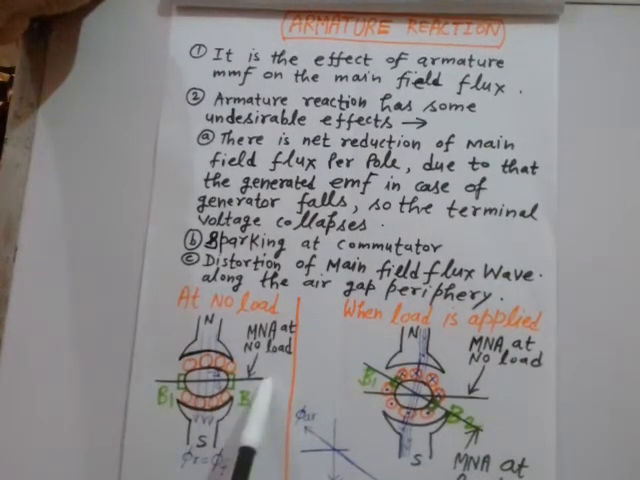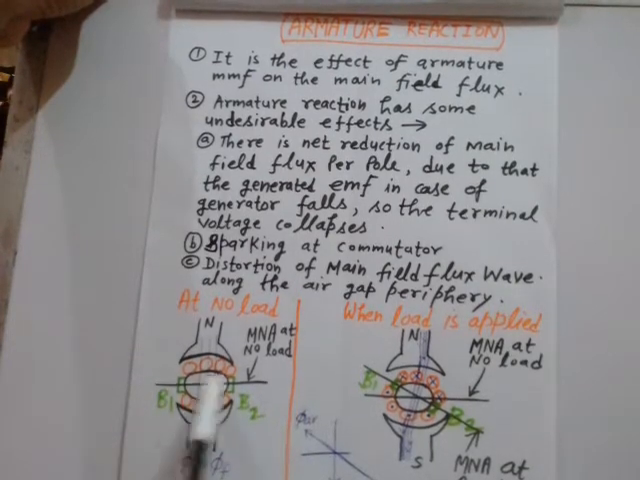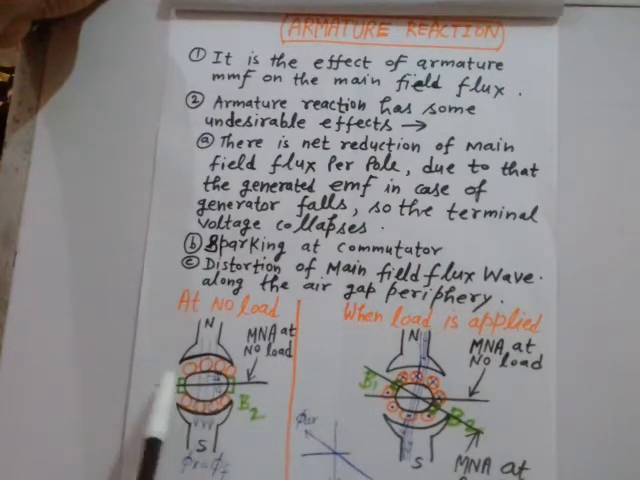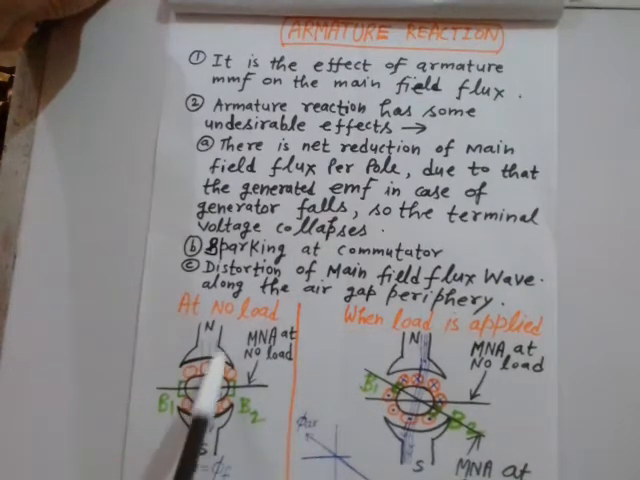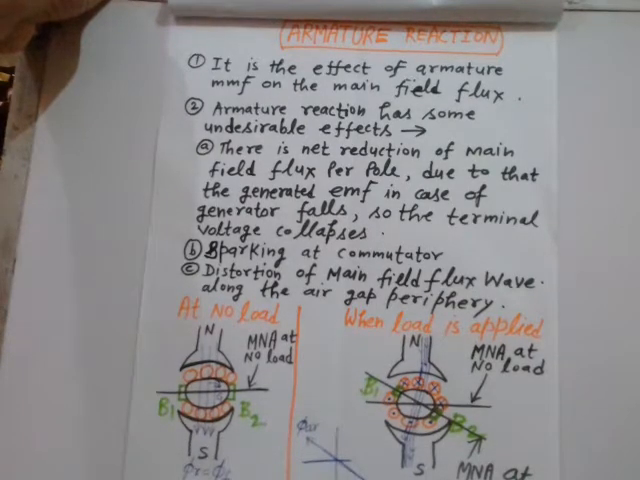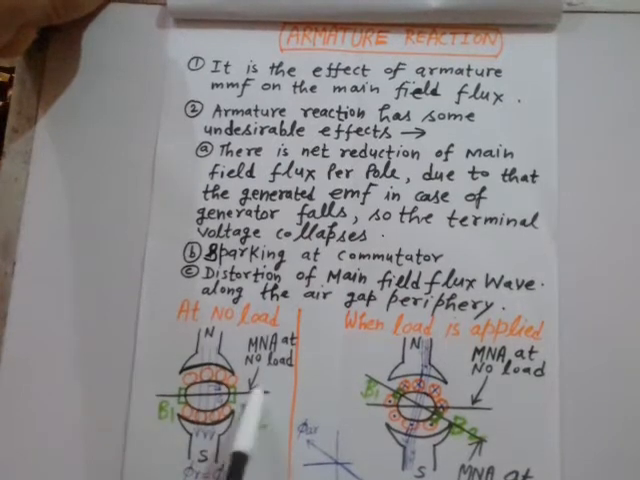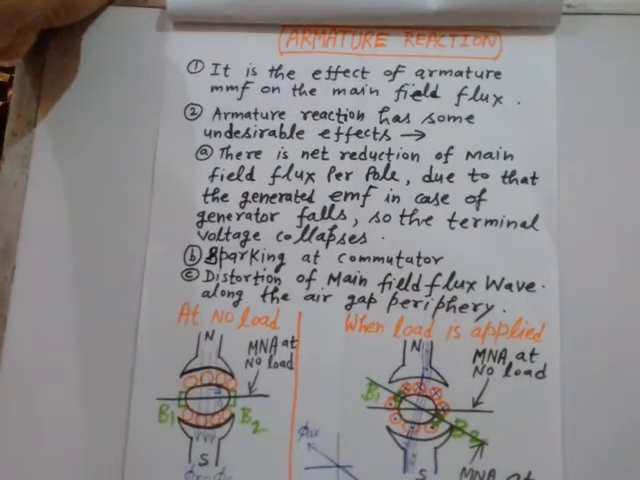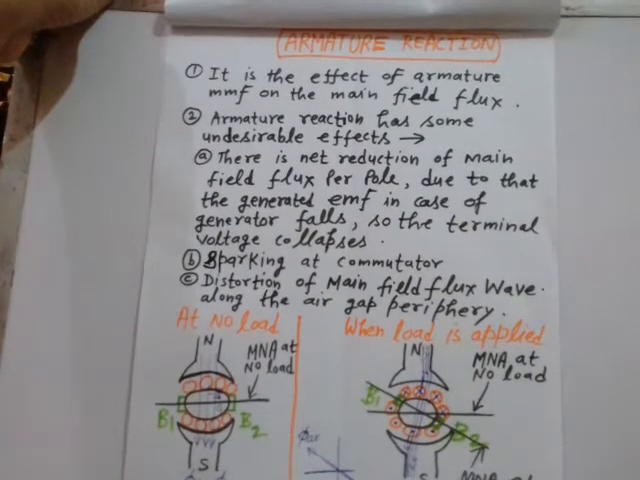The MNA, magnetically neutral axis, will not be shifted in this case, because the MNA is an axis which is perpendicular to the resultant field. At no load only one flux is there in the machine, so the MNA is perpendicular to this resultant flux, which is nothing but the field flux.